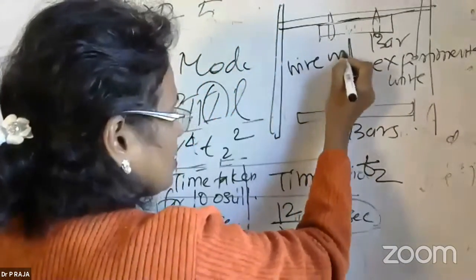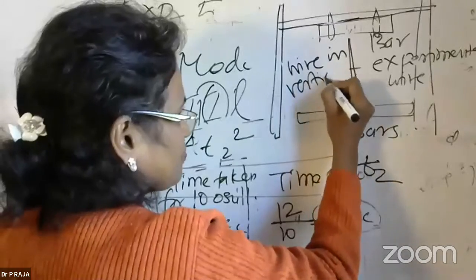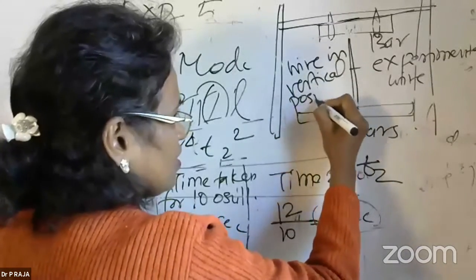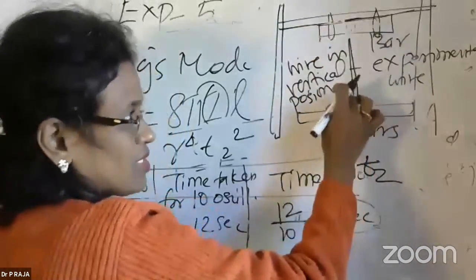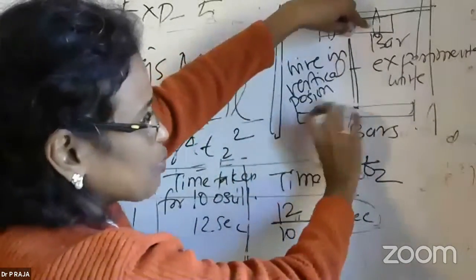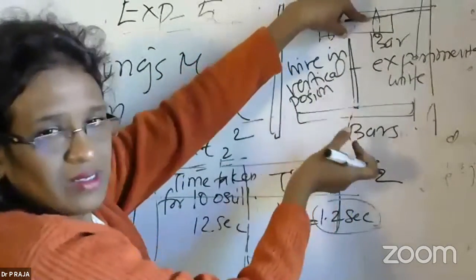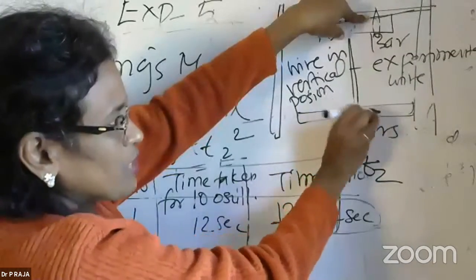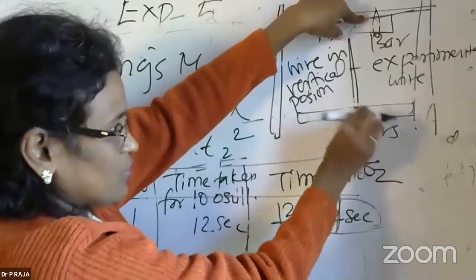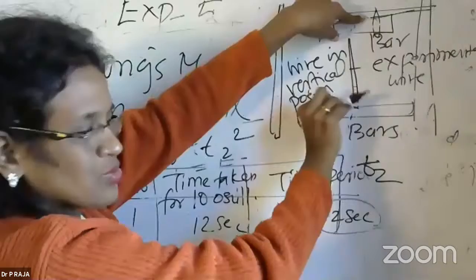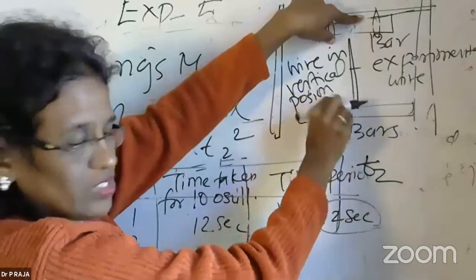Wire in vertical position, okay, between the bars. And now what will you do? You will twist this bar. One of the bars will be twisted like this. So this bar will go this way and this way, this way and this way, and make an oscillation.